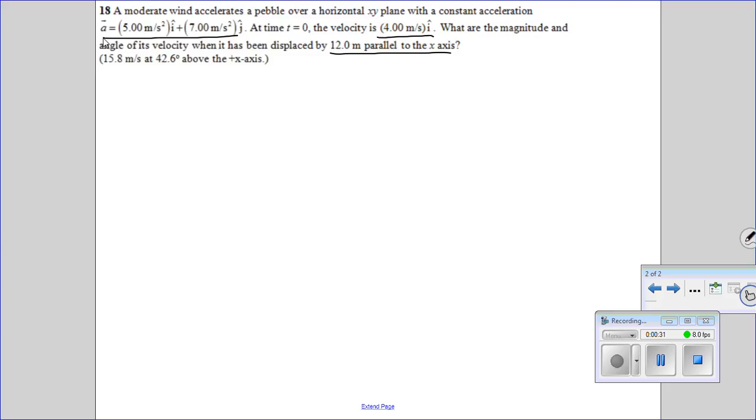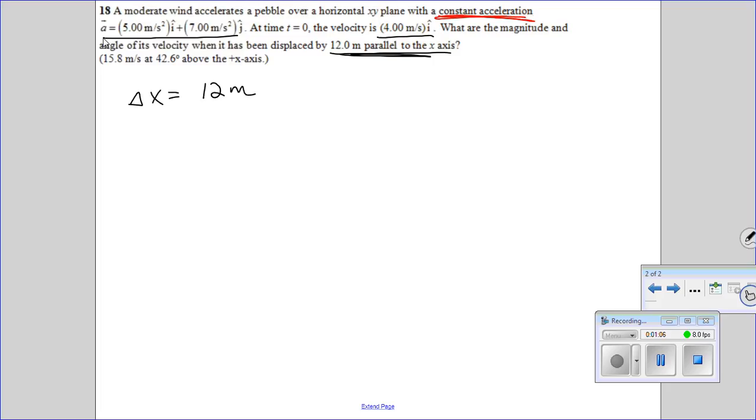Okay, so important things to pull out of this. Constant acceleration is huge because that tells us that we can use any of our constant acceleration equations, right? Okay, so because we're looking at the displacement, it says what are the magnitude and angle of its velocity when it's been displaced 12 meters parallel to the x-axis. Let's look at the x motion, okay? So here's the idea. We know that our horizontal displacement is going to be 12 meters, right?